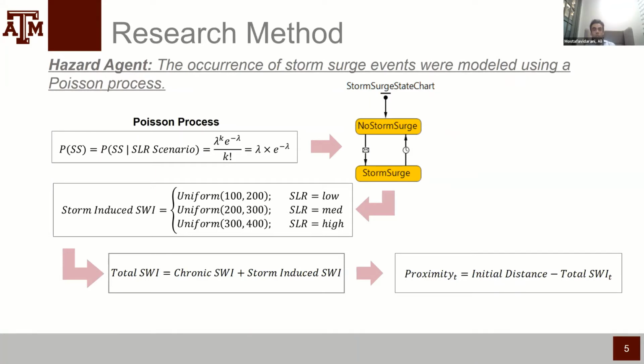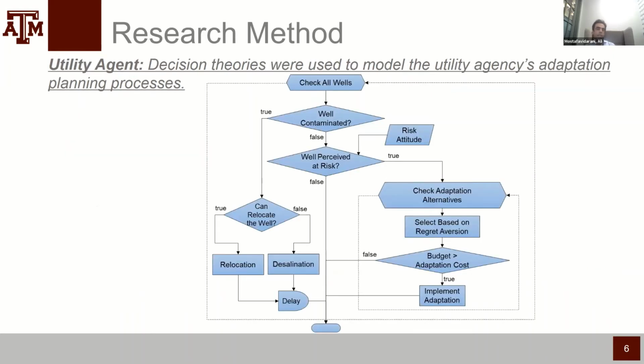The outcome of this will be an input to the second component of our model, which is the utility agent, or the actor.